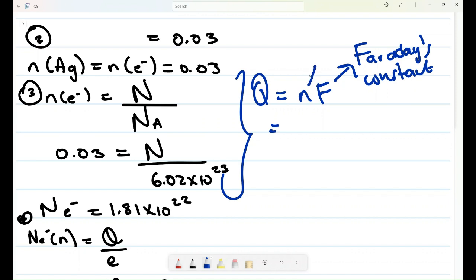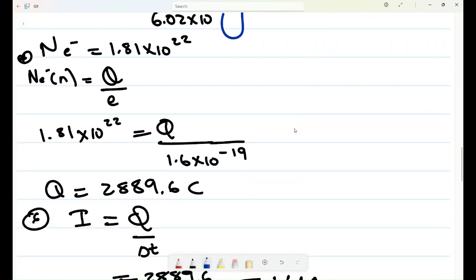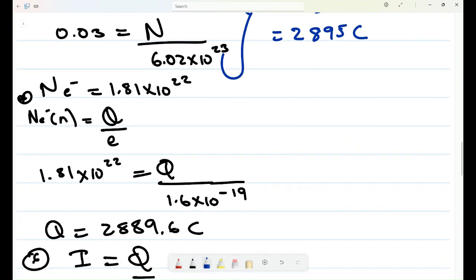Here n is the number of moles, so it is 0.03. Faraday's constant is 96500. We are not given this on the formula sheet, so if you want to apply Faraday's constant, you have to cram this number. So it gives you something like 2895 coulombs. Can you see here we had 2889.6, here we have 2895 coulombs.